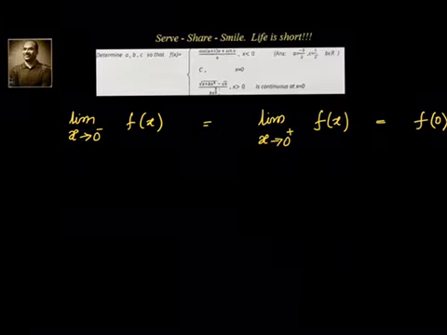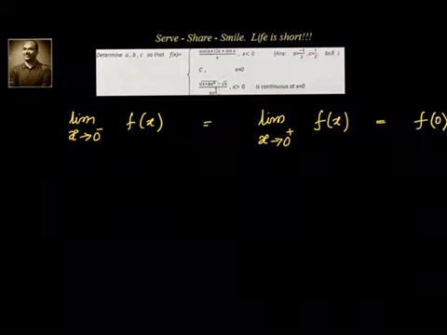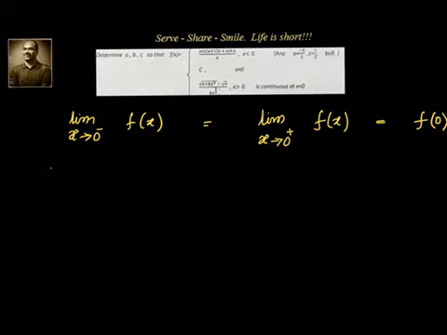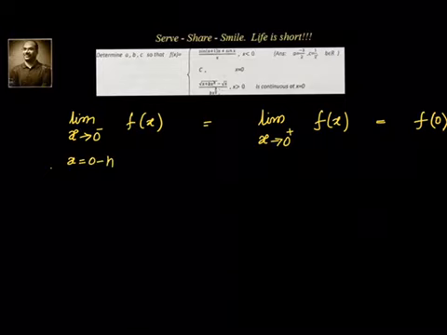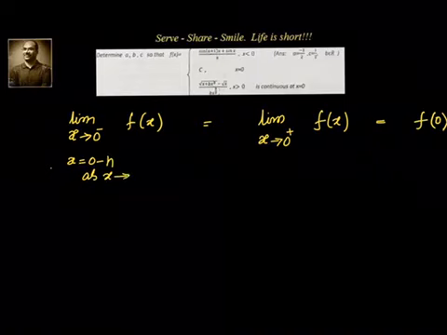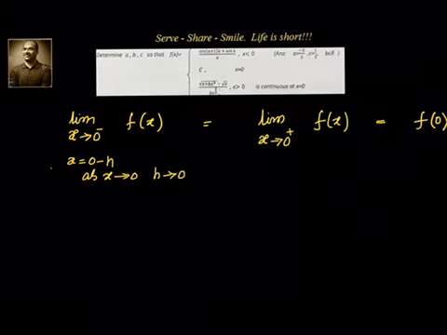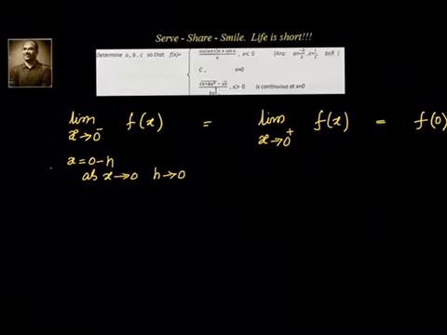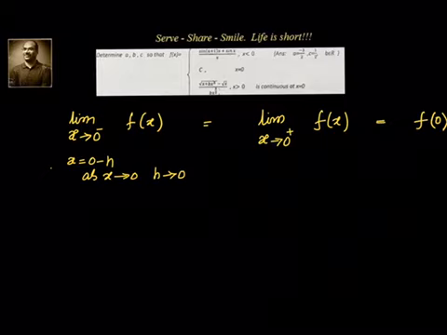So first we will start with the left hand limit. Let me write that down. For the left hand limit, we will say that x equals 0 minus h, such that as x tends to 0, h also tends to 0. x equals 0 minus h, because x tends to 0 minus means we are coming from a value which is less than 0 towards 0. That is the meaning of 0 minus.